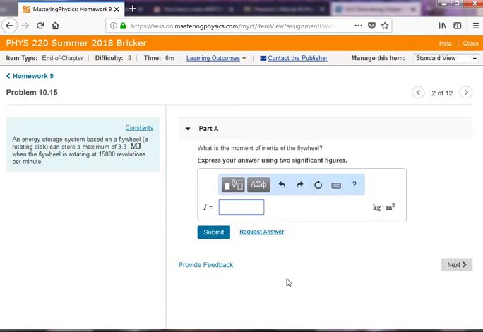Next we have one from Chapter 10, going back and looking at rotational kinetic energy. An energy storage system based on a flywheel, which is a rotating disk, can store a maximum of 3.3 megajoules, so 3.3 times 10 to the 6th joules, when it's spinning at 15,000 revolutions per minute. And we want to know what is the moment of inertia of the flywheel.